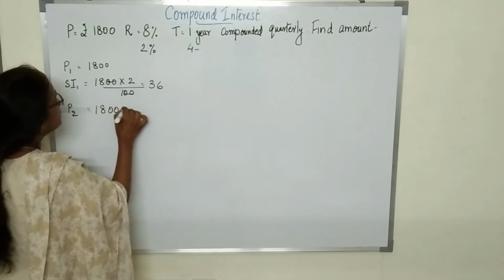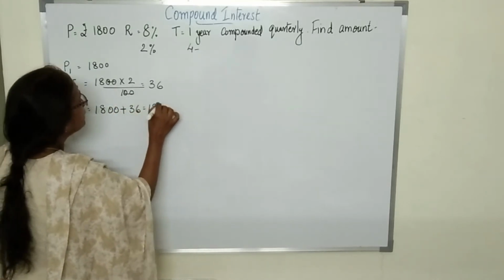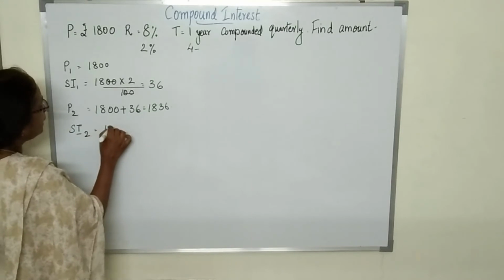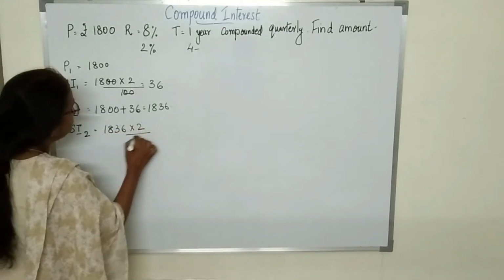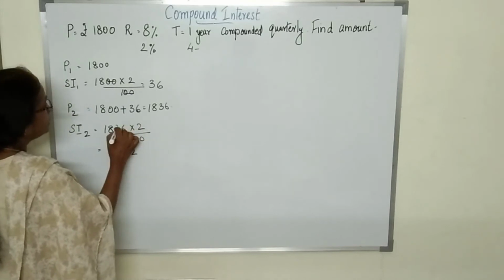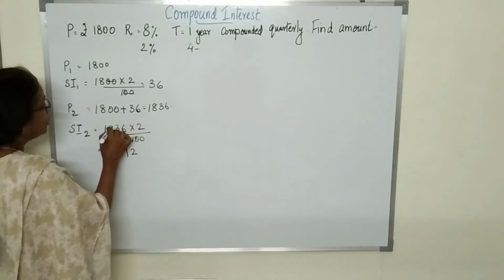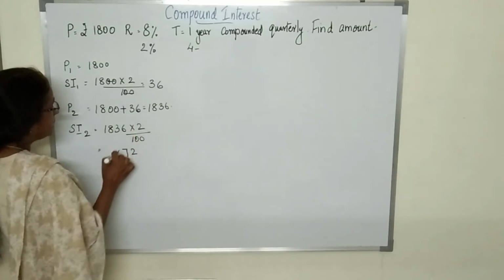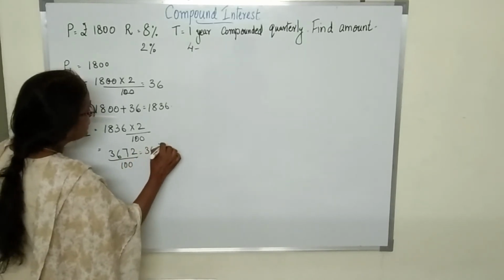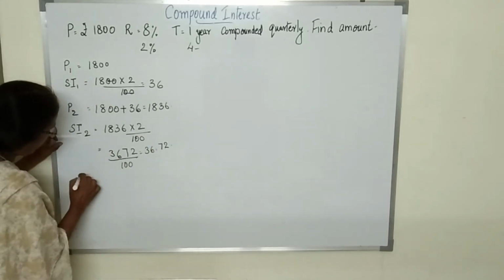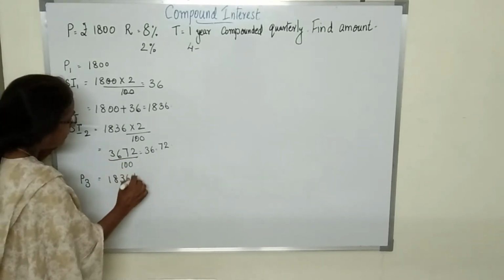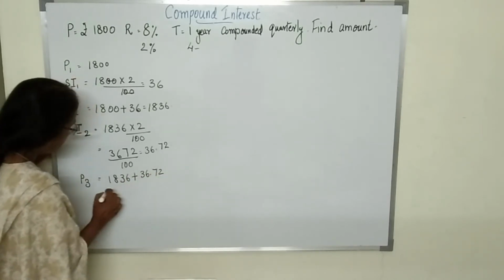1800 plus 36, that is 1836. So what will be SI2? 1836 into 2 upon 100, which will be equal to 6 2s are 12, 3 2s are 6 plus 1 7, 2 8s are 16, 2 1s are 2 plus 1 3 upon 100, that is 36.72. So P3 will be 1836 plus 36.72.